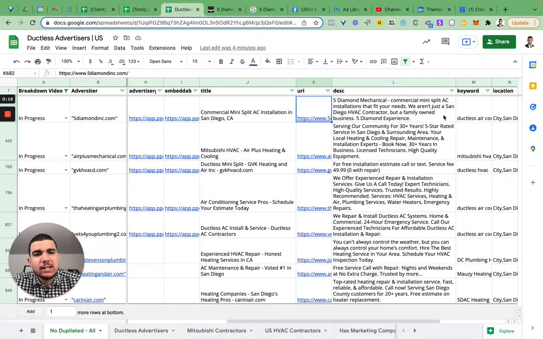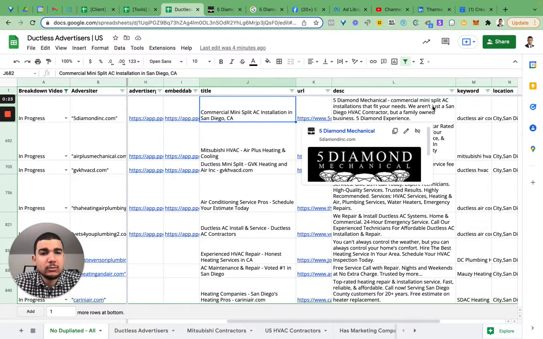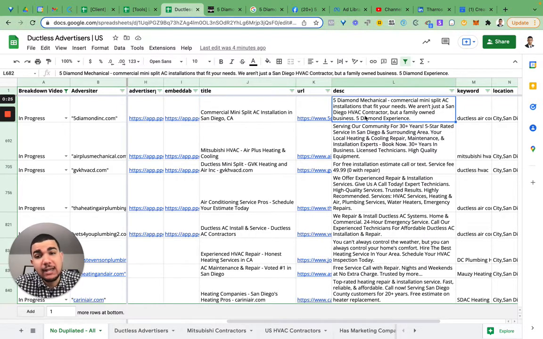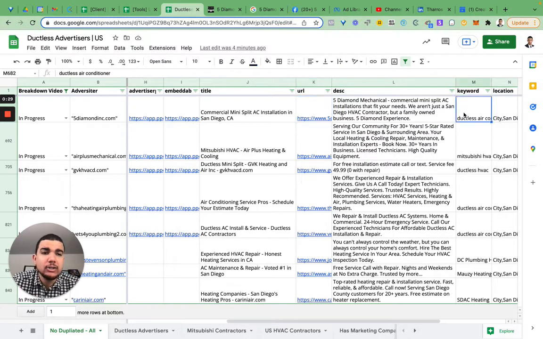So on the onset, the advertising they're doing is for the keyword ductless air conditioner, and it's based around mini split, so commercial mini split AC installation, commercial mini split AC. So it's good if they're looking for commercial jobs. Usually this is more of a residential keyword, not really commercial, but you can do it both ways.